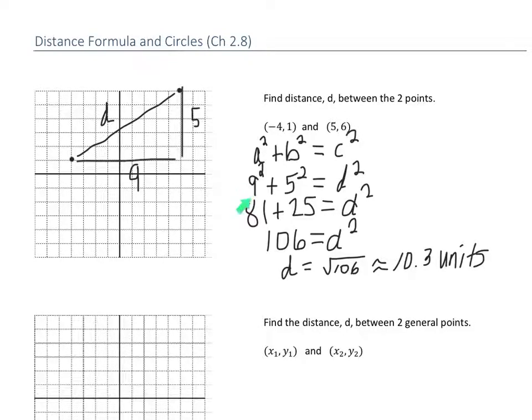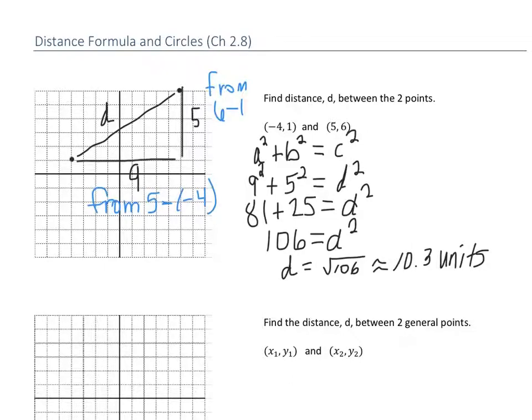So using our values, we have 9 squared plus 5 squared equals D squared. 81 plus 25 equals D squared. 106 equals D squared. And to solve for D, we would square root both sides. So D is equal to square root of 106, which is approximately 10.3 units. So that is the distance between the 2 points.